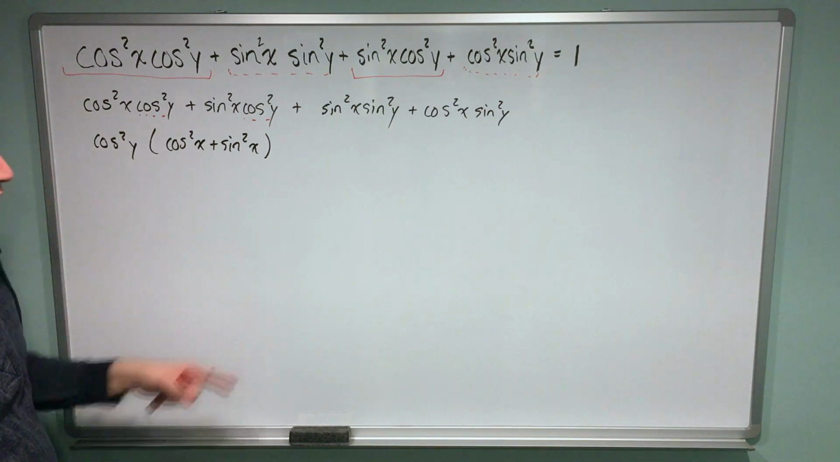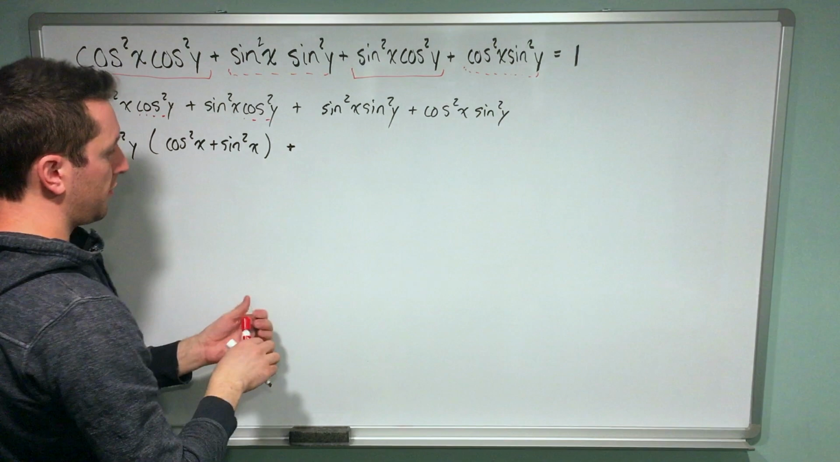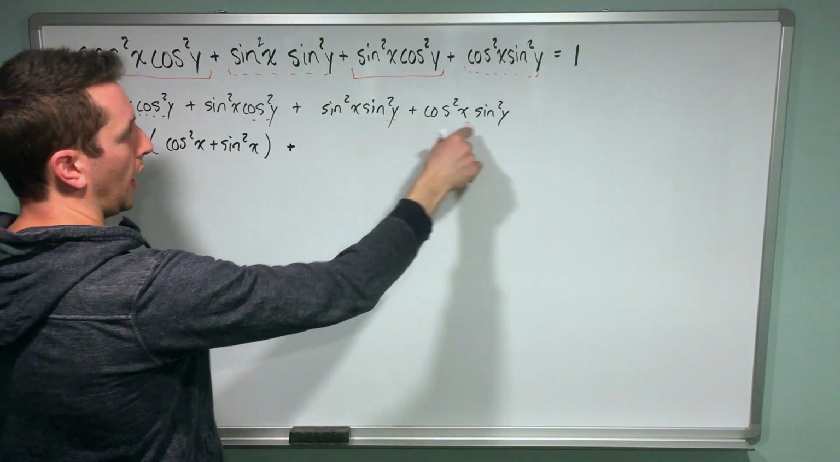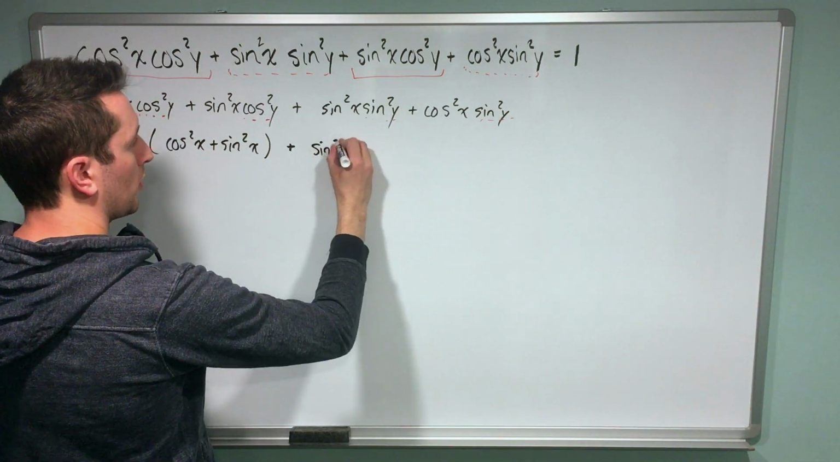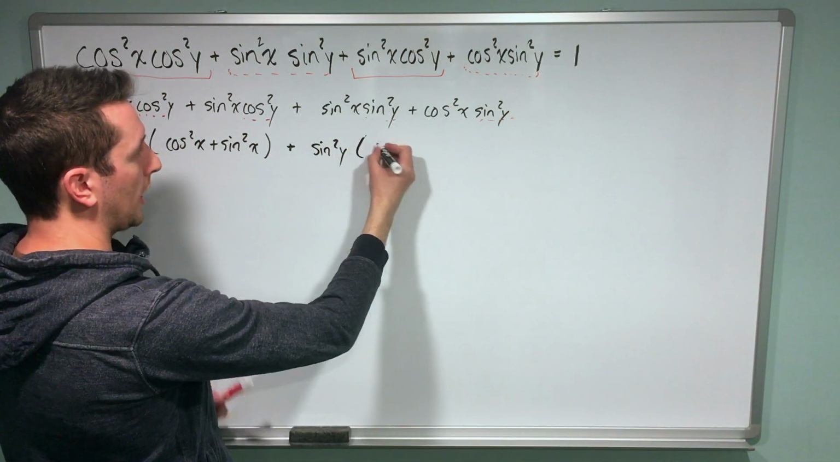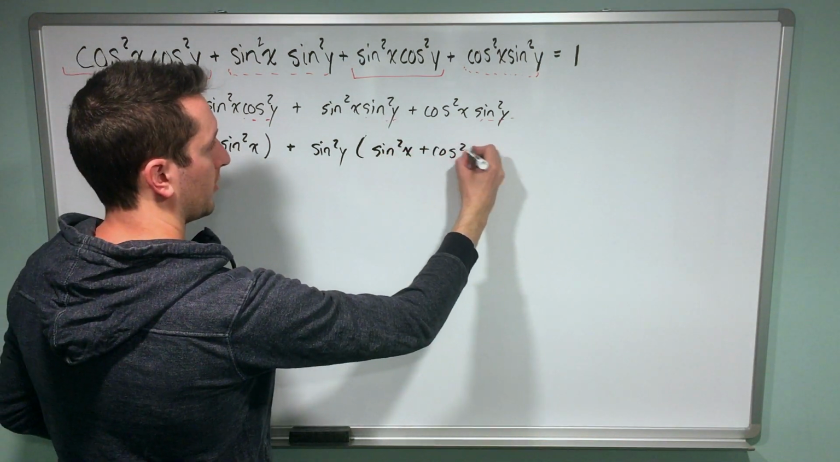I'm going to do the same thing for the second two terms, but this time I'm going to common factor out that sine squared y that exists in both terms. And when I do that, I end up with a sine squared y on the outside of the brackets, and on the inside, I have a sine squared x plus a cos squared x.